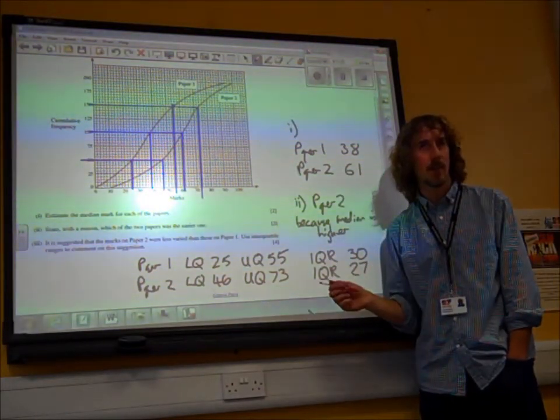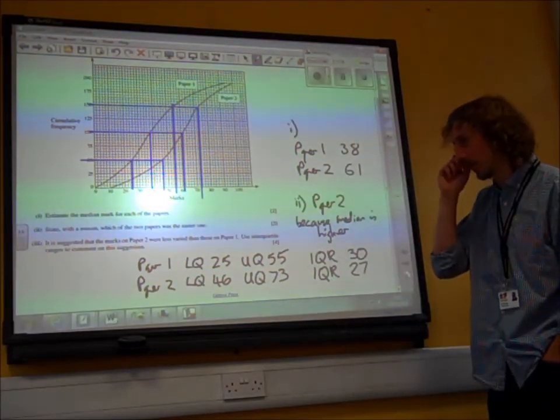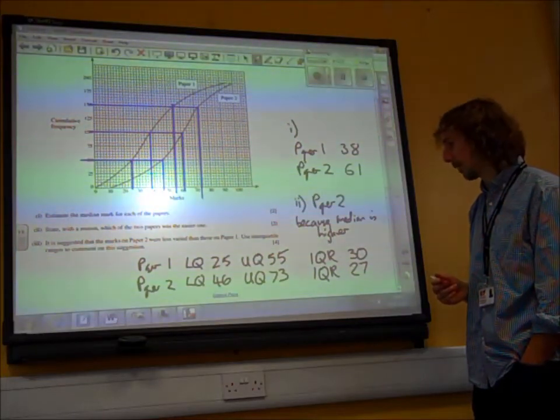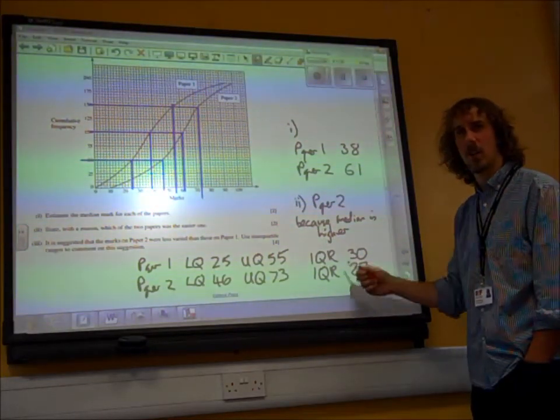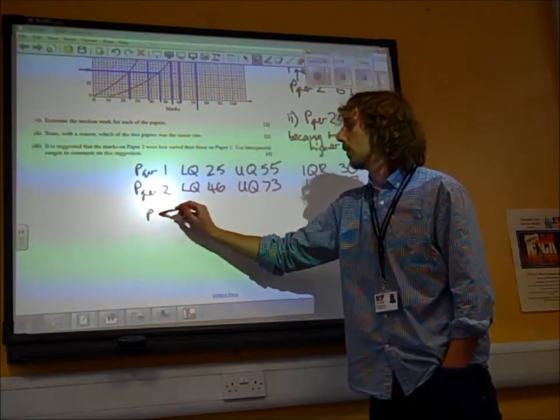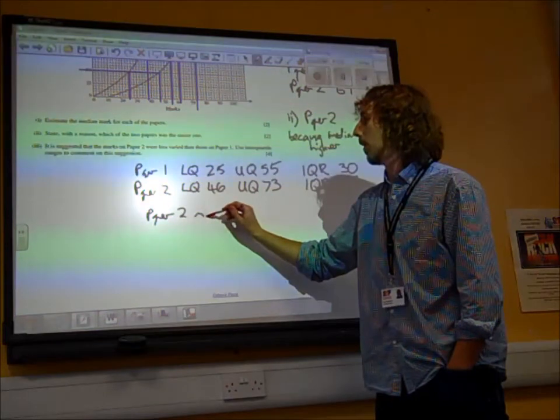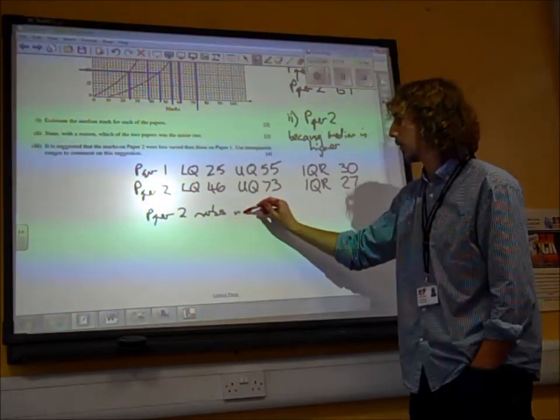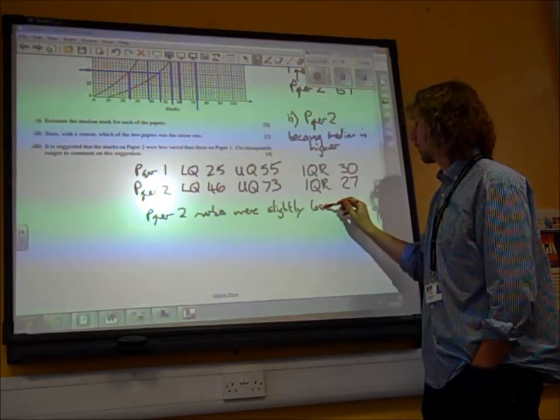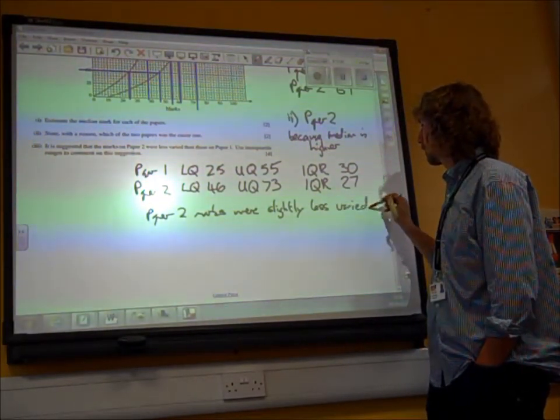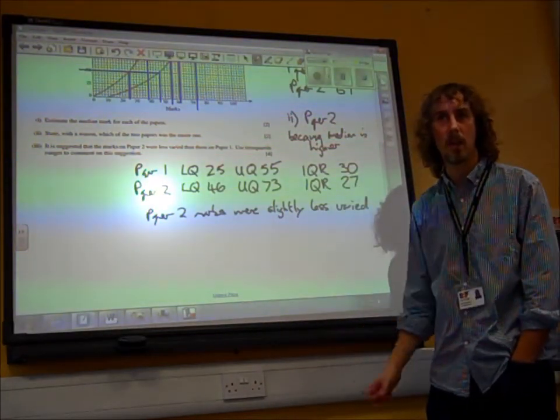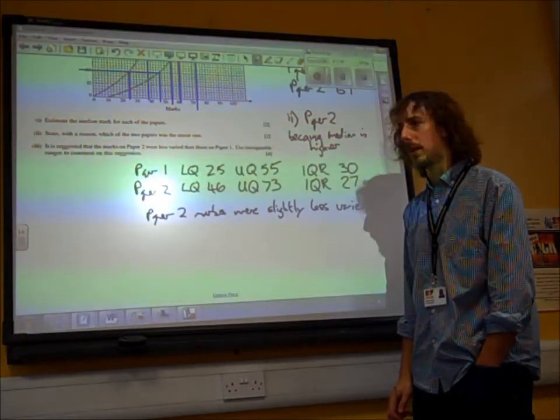There's not a lot in it, is there? I would say those interquartile ranges are pretty close. It suggested that the marks in paper 2 were less varied. Well, they are. It's only just. So let's say paper 2 marks were slightly less varied. I think you probably get away with arguing that there's not a lot in it as well as an answer to that. So either one.